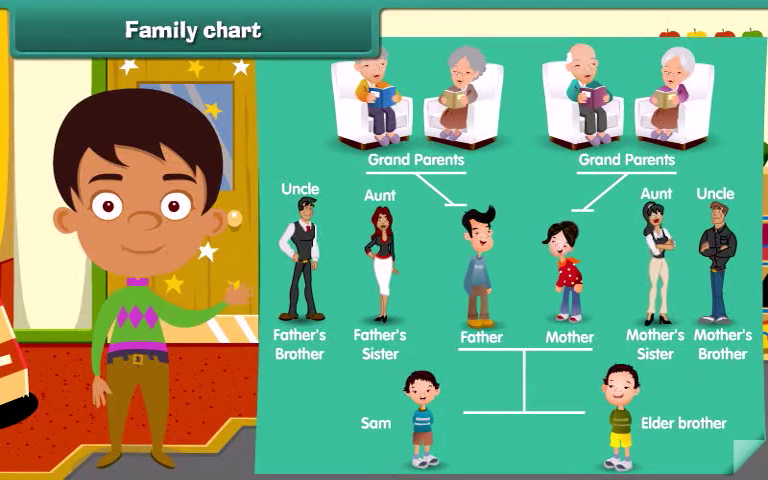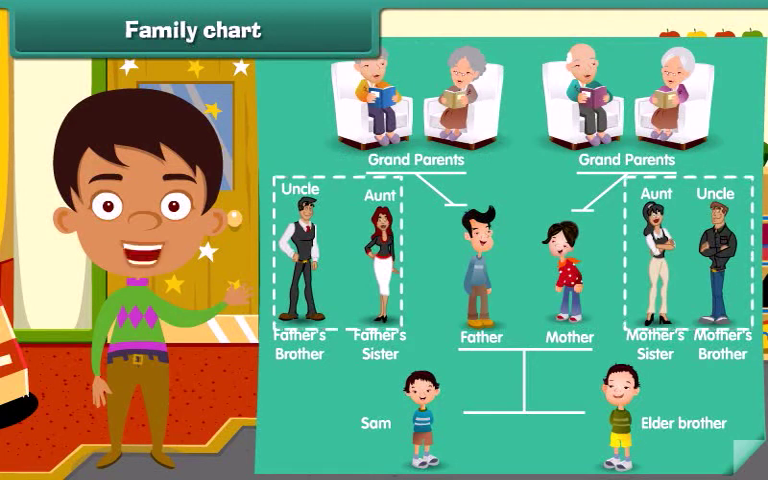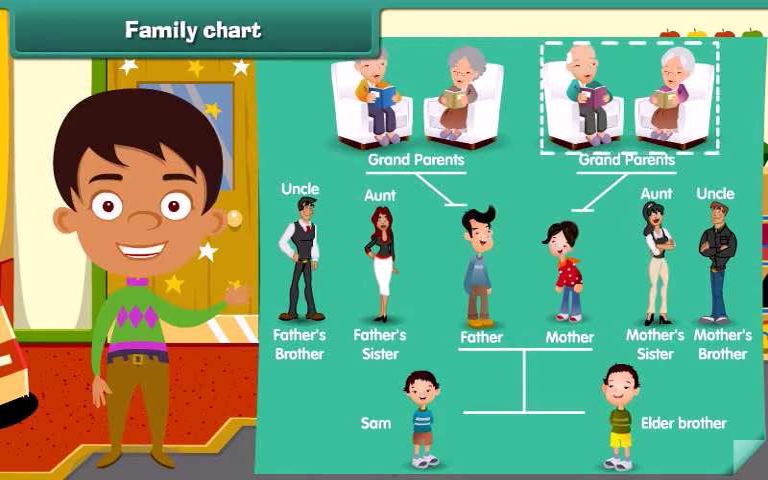Dear, let's look at Sam's family. She is Sam's mother and he is Sam's father. Look, he is Sam's elder brother. Hey, look here. They are his parental grandparents. Now see, they are Sam's uncle and aunt. And they are his maternal grandparents.